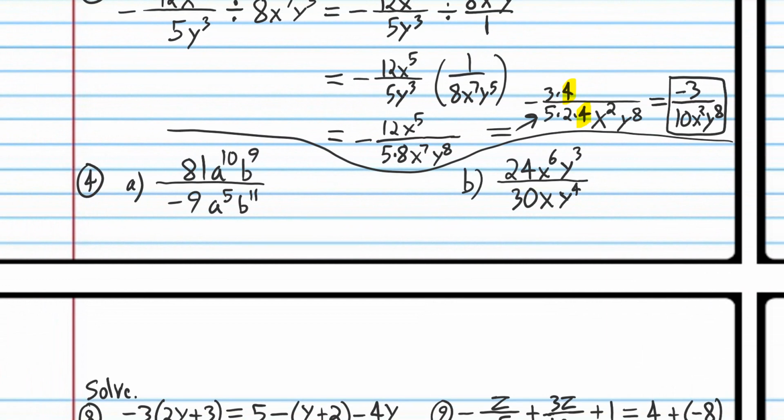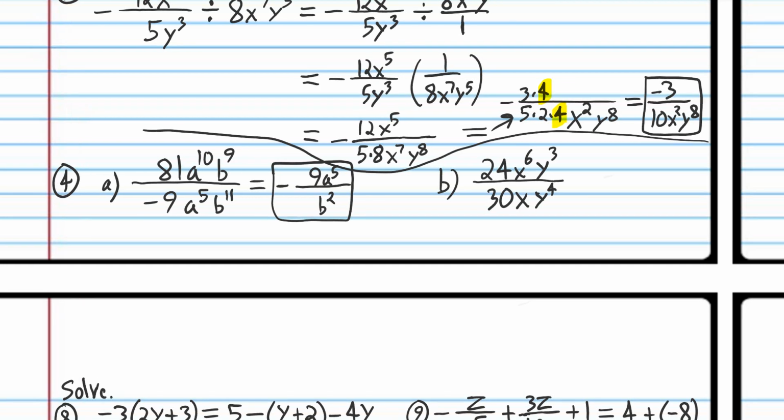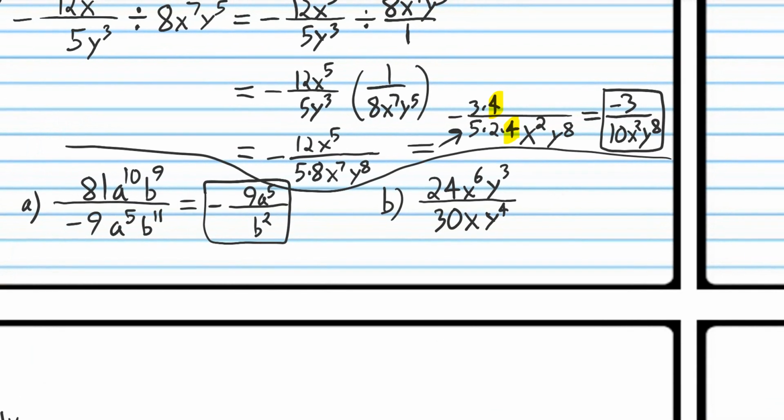Number 4, we're just simplifying fractions. This is going to be very easy. Remember, in algebra, a fraction line means division, as we just mentioned. The fraction line means division, so we're dividing 81 by negative 9. 81 divided by negative 9 is negative 9. And a to the 10th over a to the 5th would be a to the 5th on the top. And b to the 9th over b to the 11th, that would be b to the 2nd on the bottom. So that one was pretty easy. Again, I'm sorry I'm not giving you a lot of room here.